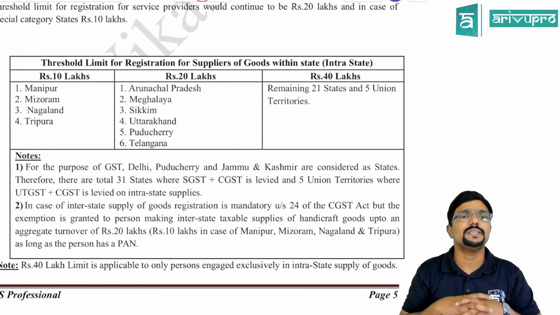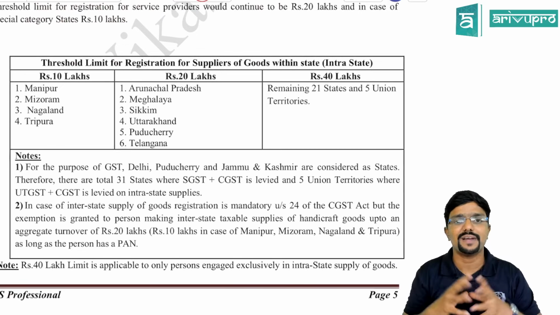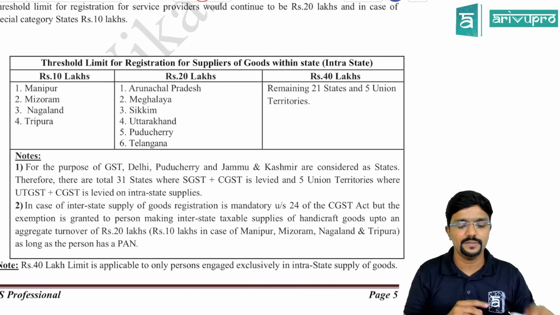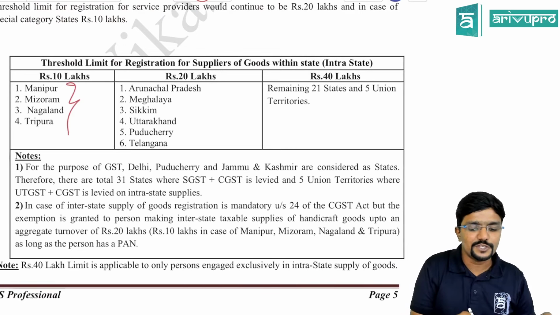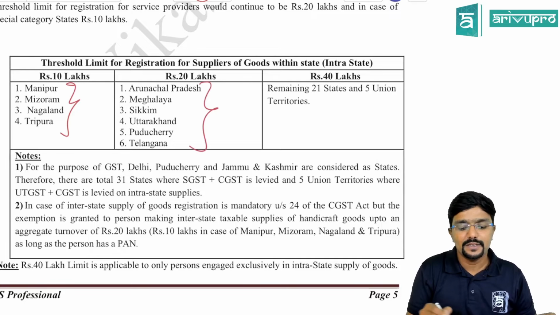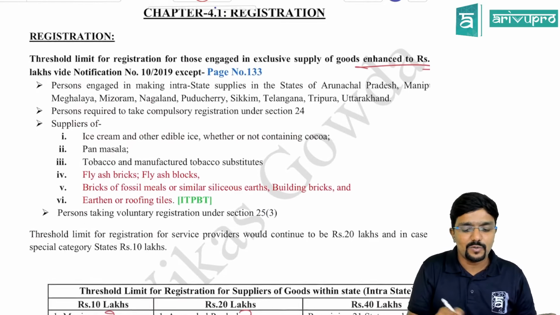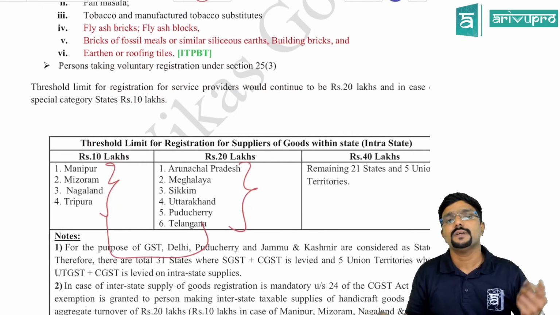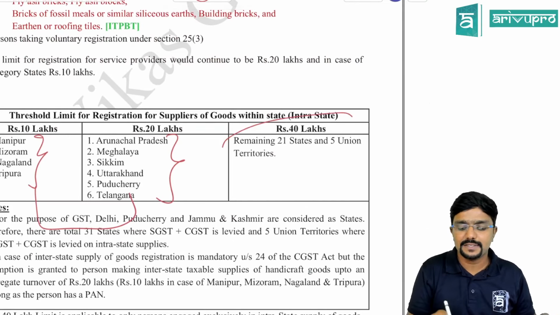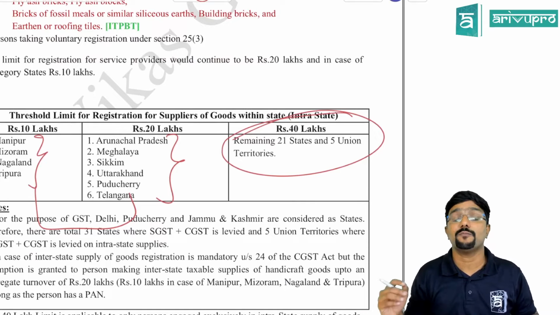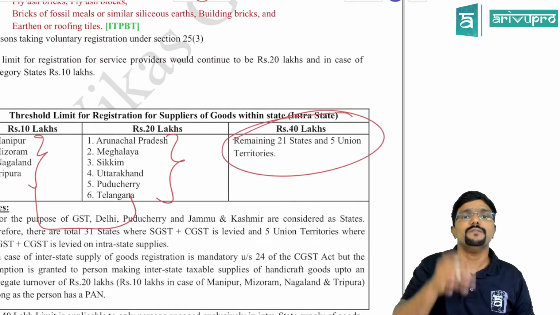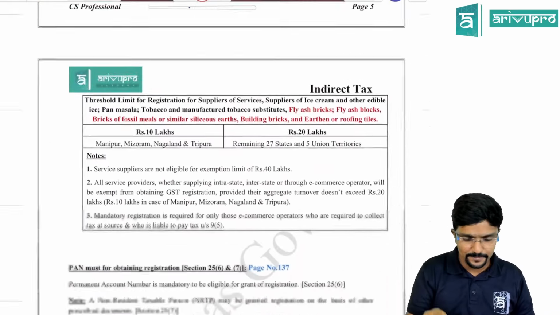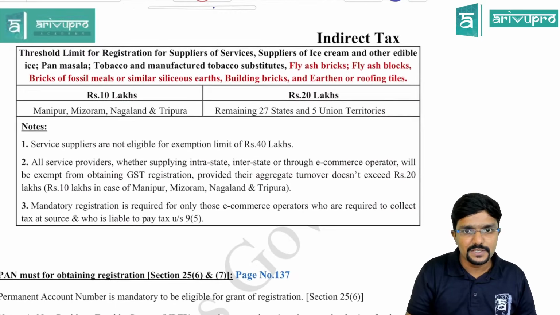I had given this table in my regular study material, which will summarize for whom how much limit is applicable. If you are supplying within these 4 states, then 10 lakh. Then other 6 states means whatever is covered in the first point, that 10 states I have just given a bifurcation here. Then for other states it's 20 lakh, whereas any other state it is 40 lakh, provided you are supplying only goods within the state. Okay. Then there is a change with respect to this table.